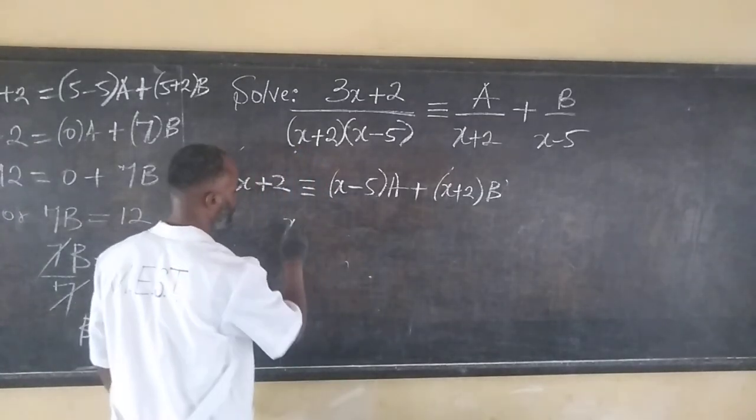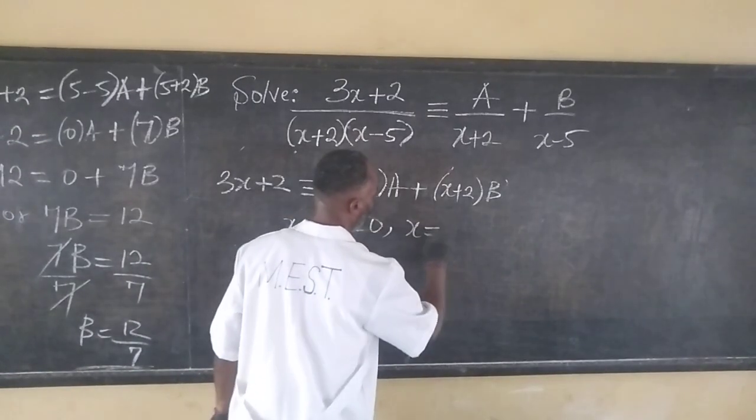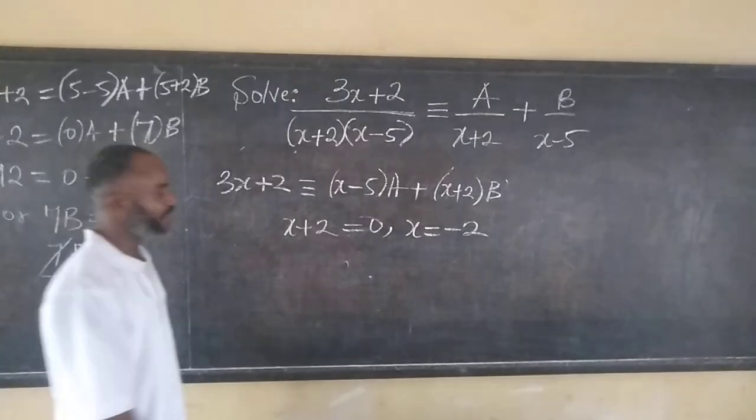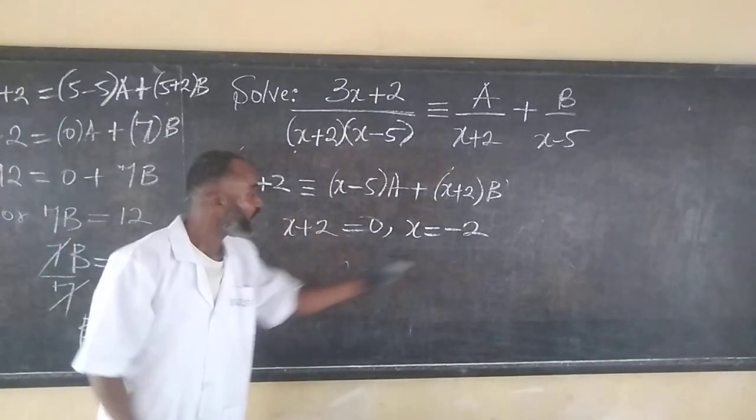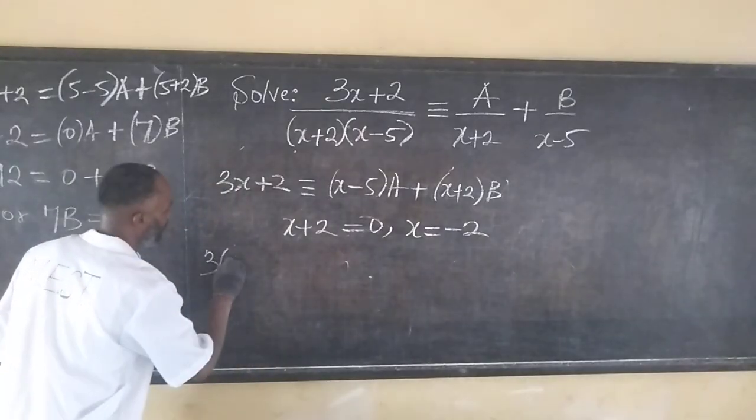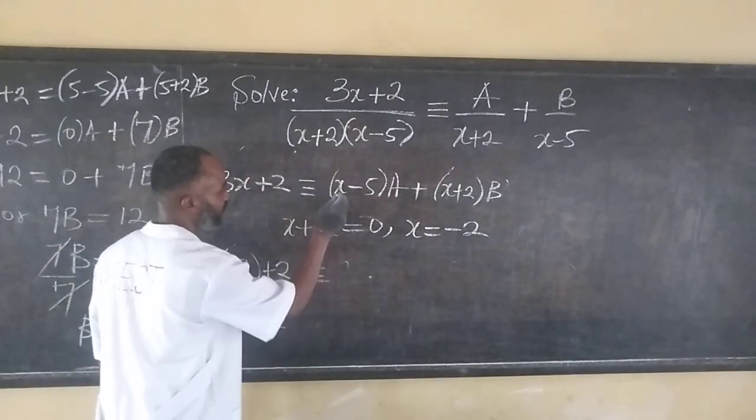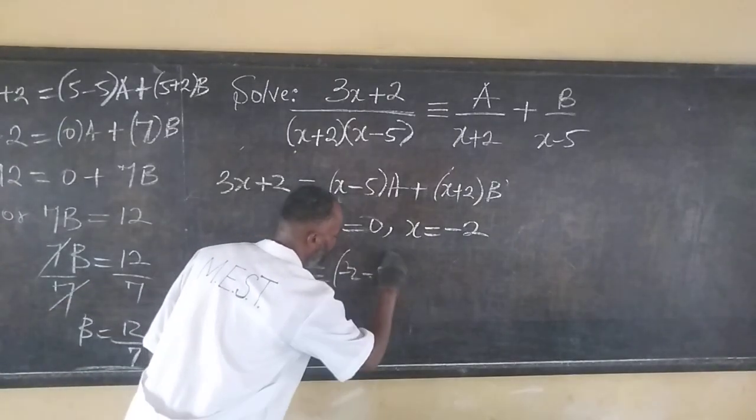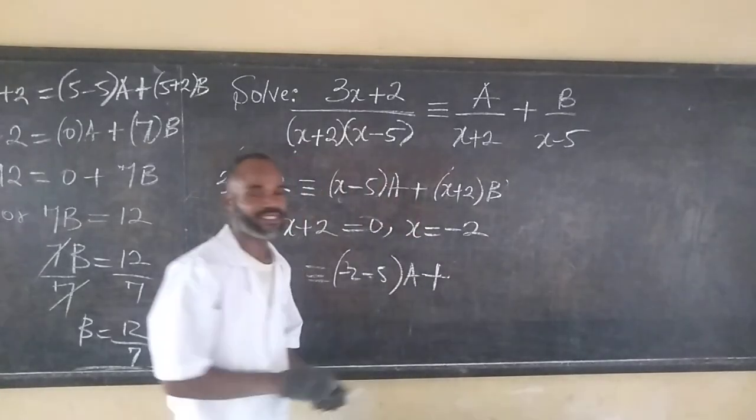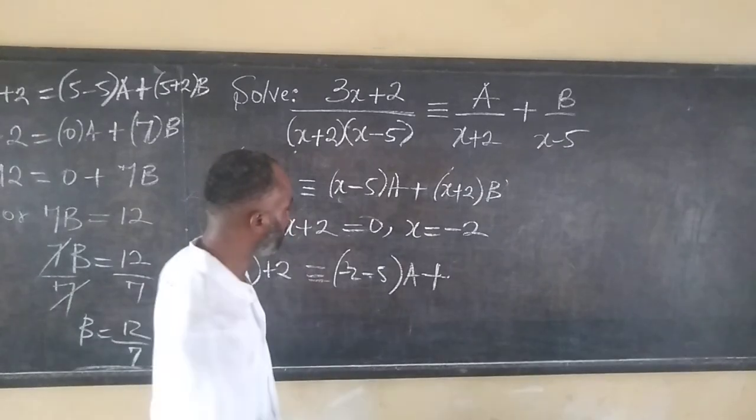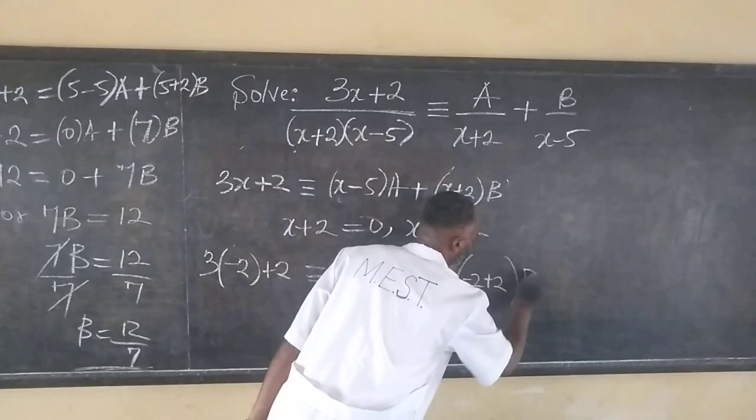So we now have x plus 2 equal to 0. Therefore, x is equal to minus 2. Anywhere we see x, we substitute with minus 2. Here we have minus 2, bracket 2, and then all equivalent to what? Here we have minus 2 minus 5, and then a remains. Plus, don't forget, our sign is plus. Here we have minus 2 plus 2, bracket close, b.